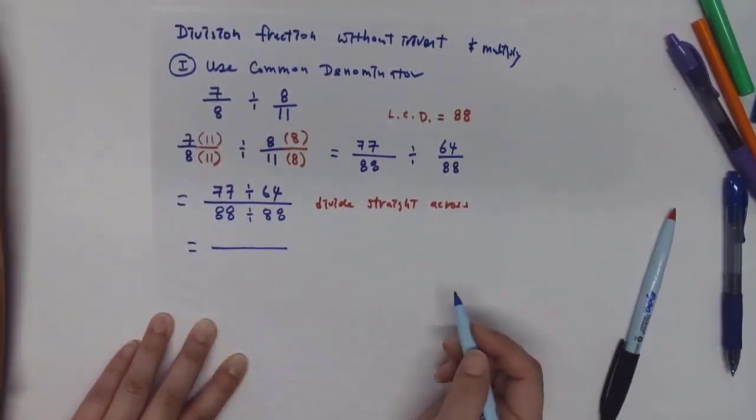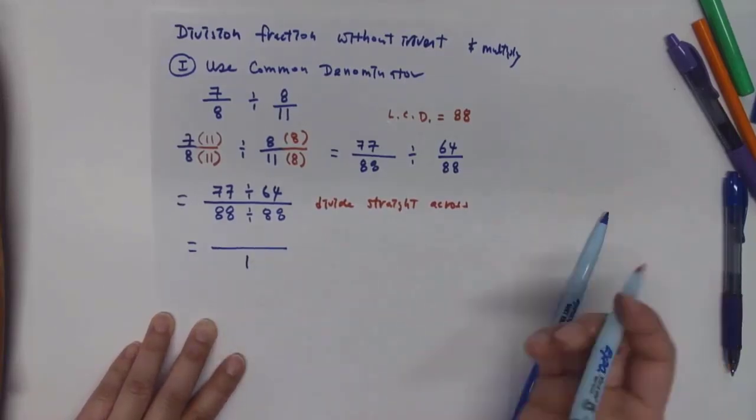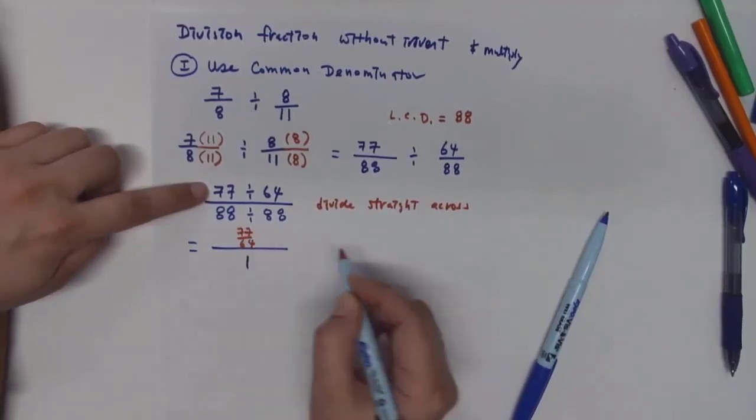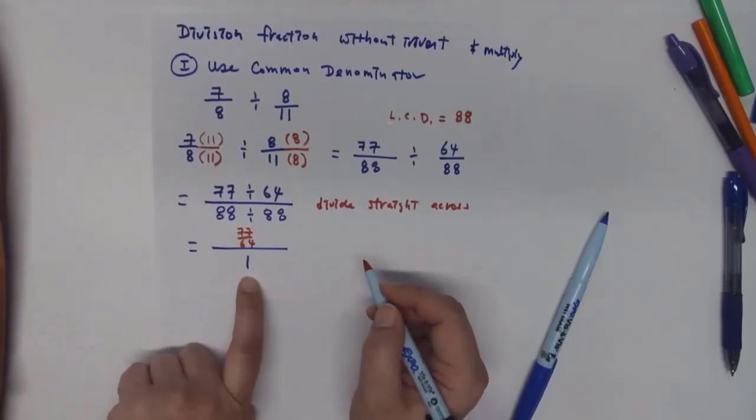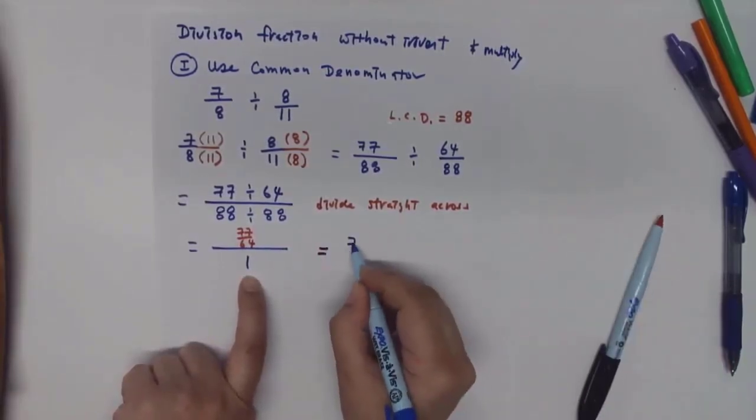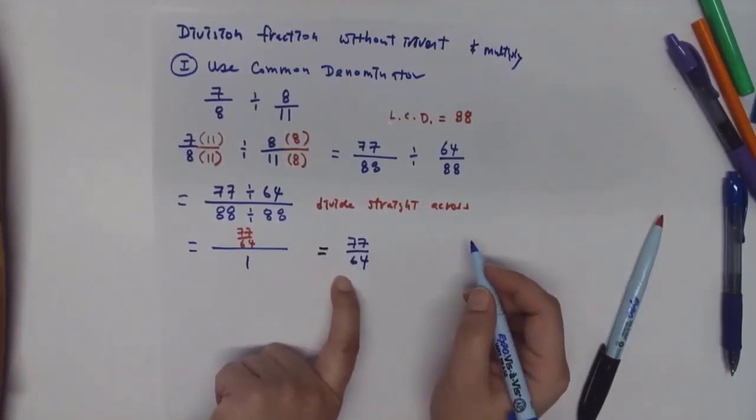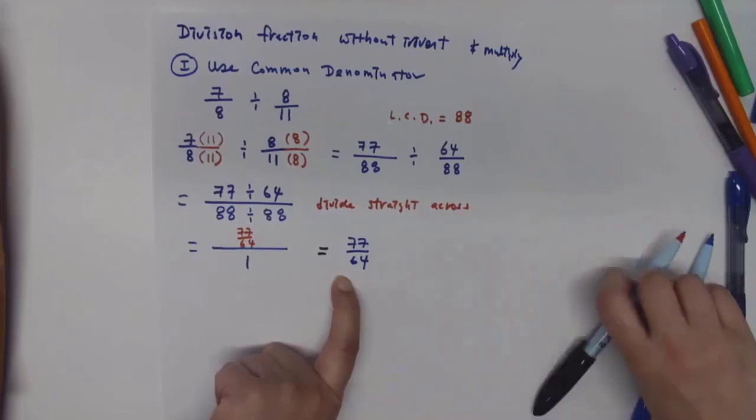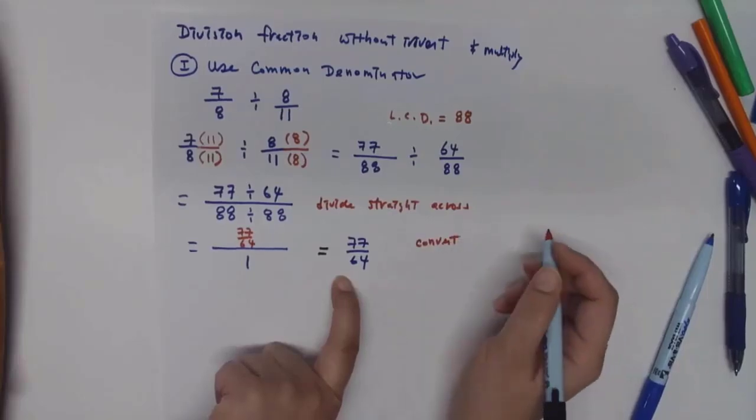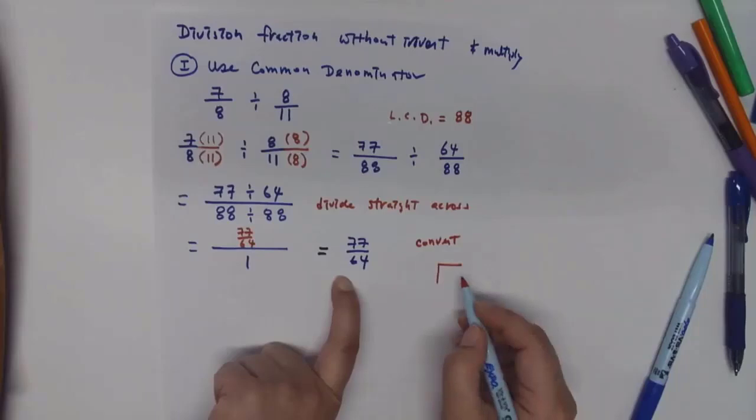So now the bottom will be 1. The top will be a fraction of 77 over 64. So when you have 1 as denominator, then you can write this answer as 77 over 64. Can this be my answer? No, because you need to convert it. The top is bigger, right? We call this what kind of fraction? Improper fraction.